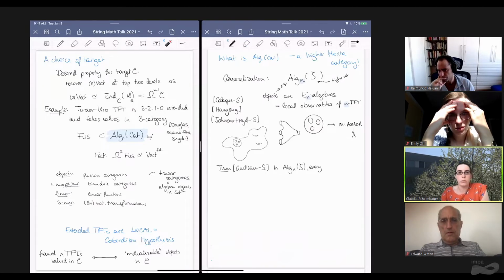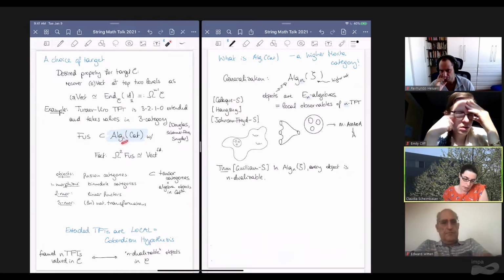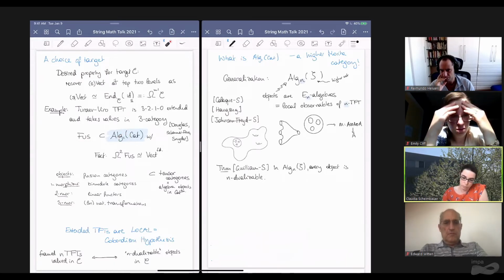Okay, so in this target, no matter what the N is, no matter what the S is, every object is N-dualizable. So this might sound fantastic at first because we wanted N-dualizable objects to get N-dimensional TFTs. The problem is that the N is just a little off from what we actually would want. If you think of this category here, we're just in Alg_1. So this theorem only tells us that we get a 1D TFT, and this should be a 3D TFT. But at least this works in all generality.